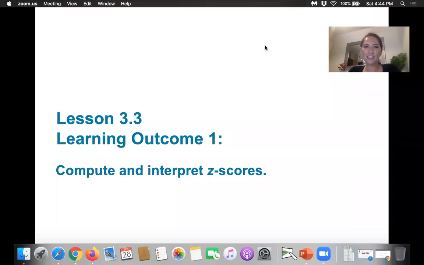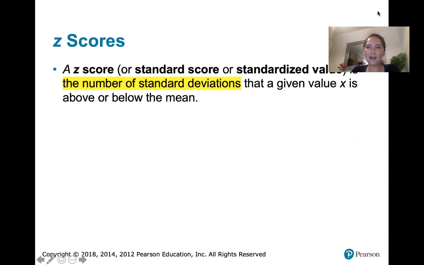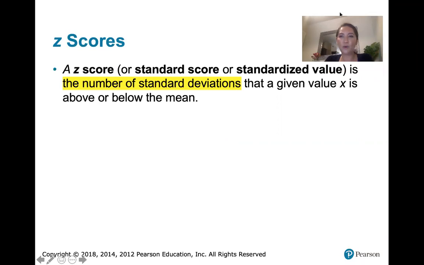In this video, we discuss learning outcome number 1, which is all about computing and interpreting z-scores. A z-score, also known as a standard score or a standardized value, is the number of standard deviations that a given value x is above or below the mean. So we're trying to compare that data value to the mean. One way of doing that is by looking at this z-score.